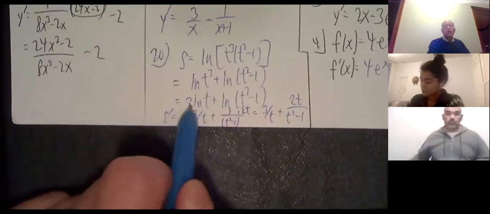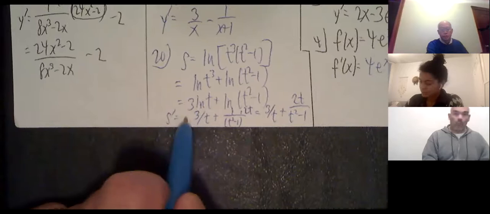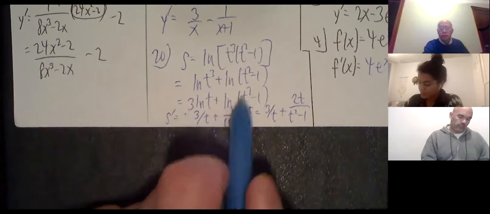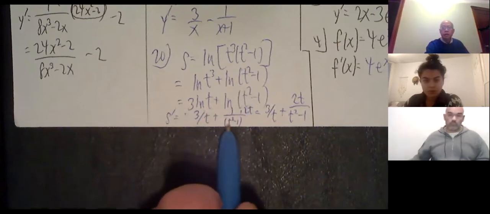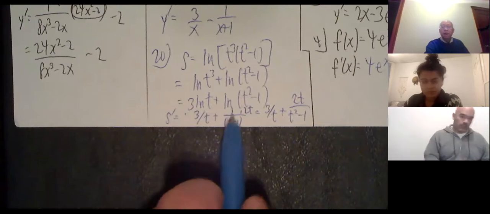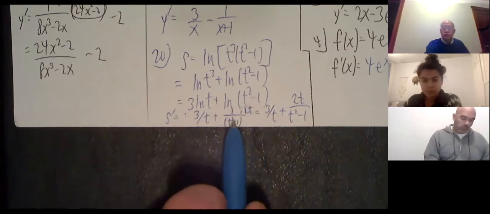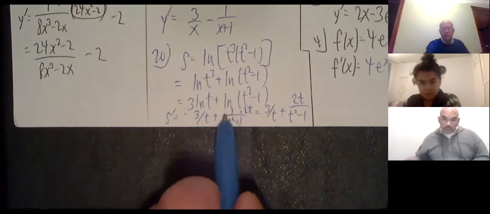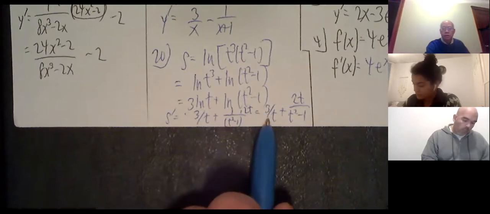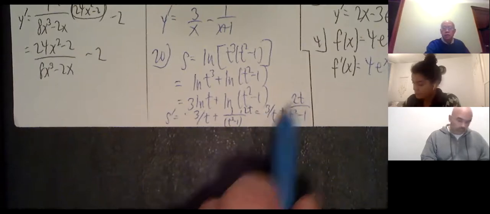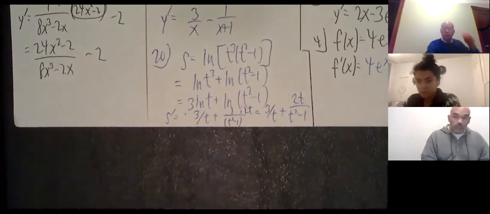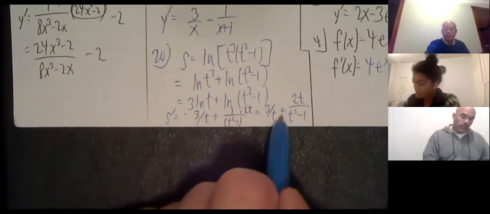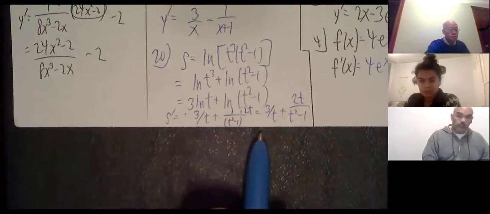So it's 3 times 1 over t, 3 over t. What about this one? 1 over t squared minus 1 times the derivative of t squared minus 1, which is 2t. And then 1 times 2t is just 2t. So final answer, 3 over t plus 2t divided by t squared minus 1. And you can just stop there. Don't try to get a common denominator or combine it. No, we're not into that right now. Okay, we'll just leave it as is.